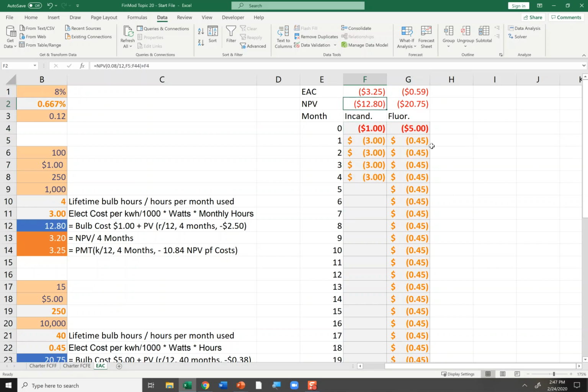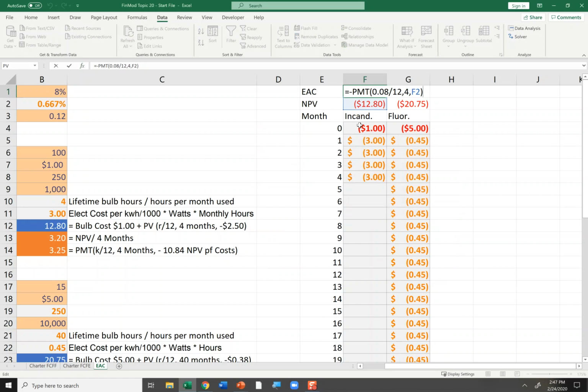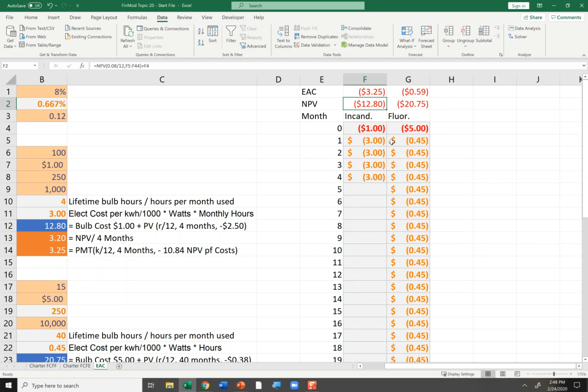So how am I going to solve this problem? Very simple. There's a little tool called an EAC, equivalent annual cost. What I'm going to do is use a payment function, just like I did on that last loan problem. I'm going to put in the periodic interest rate, that's going to be 8% divided by 12. I'll put in the life of that project, 4 months, and where it says present value, I'm going to put in the NPV of the light bulb. So there's my minus $12.80 for that incandescent light bulb. And this is going to convert it to a monthly payment. So the NPV of $12.80 is equivalent to a monthly payment of $3.25.